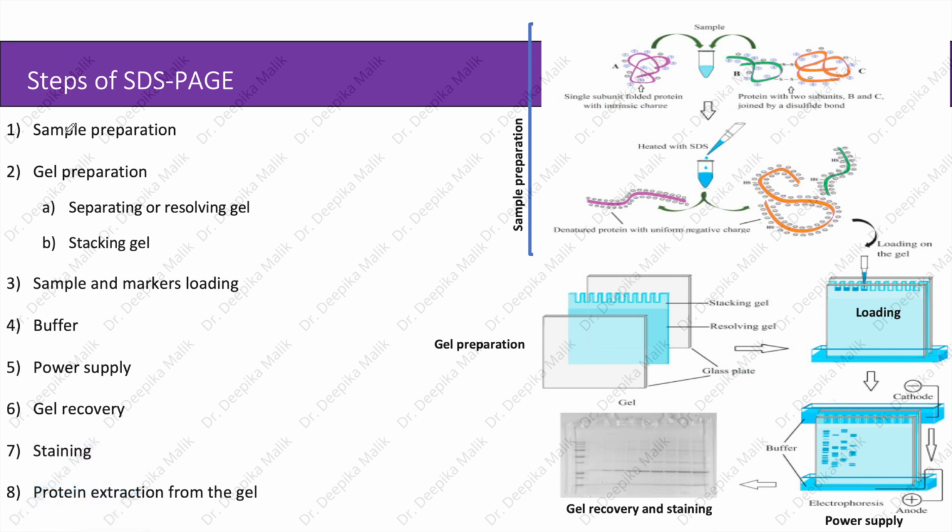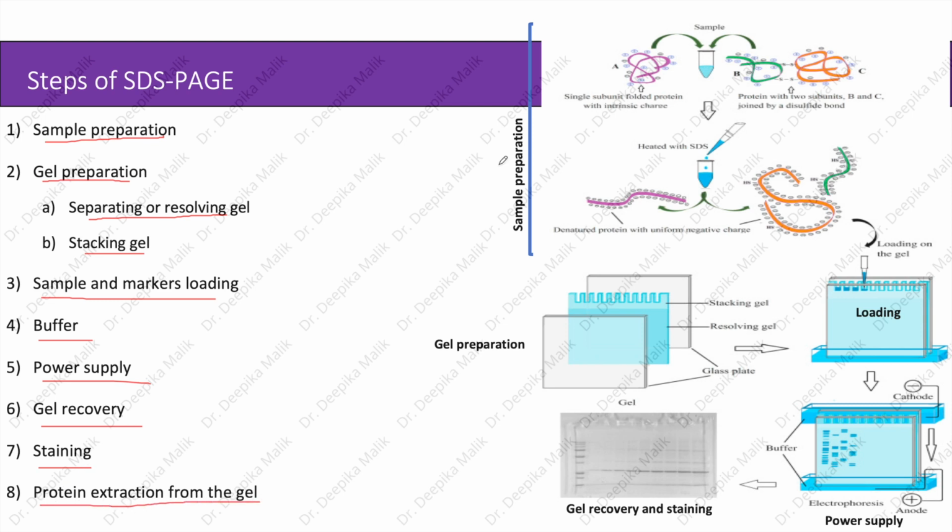The first step includes sample preparation. Second step includes gel preparation, that includes both separation or resolving gel and stacking gel preparation. Third step is the sample and markers loading. Then we have buffer preparation, power supply, gel recovery, staining, and finally protein extraction from the gel.